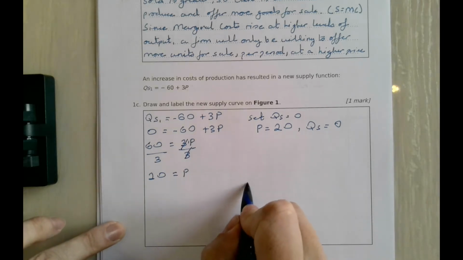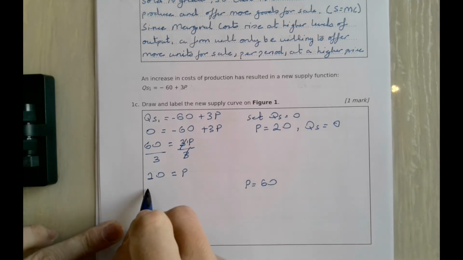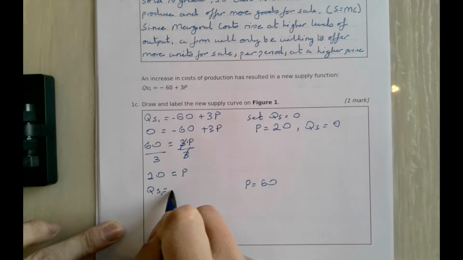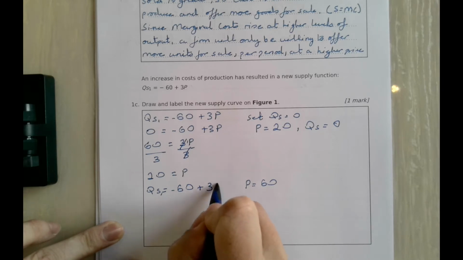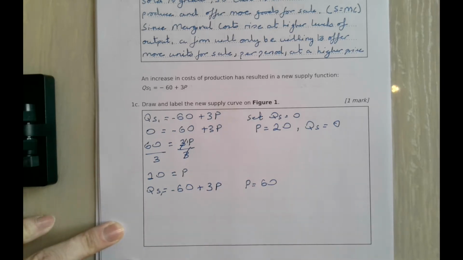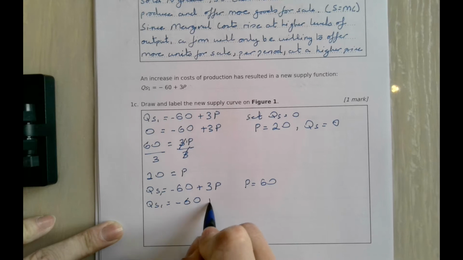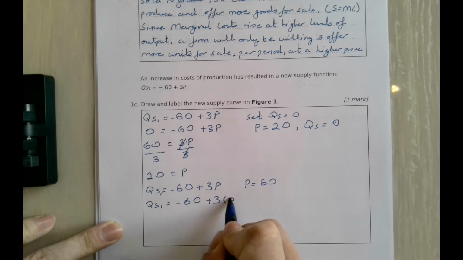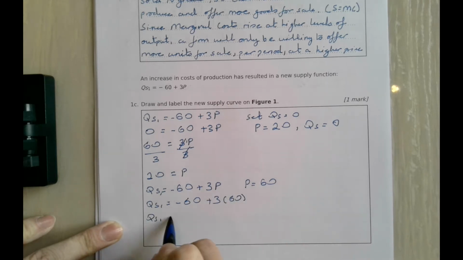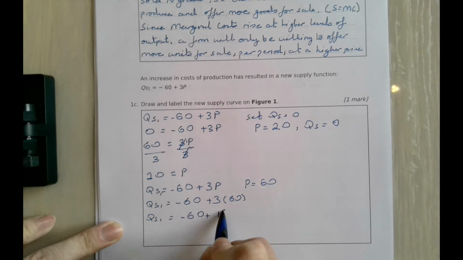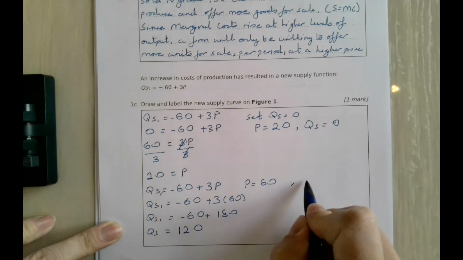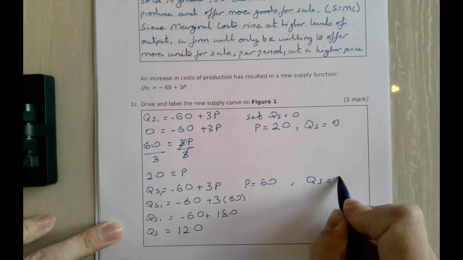So what I'm going to do now is set price equal to 60. All the function does is tell you the quantity supplied for any given price. So if I put in a price of 60, it'll tell me the quantity that will be supplied at that price. So instead of P, I'm going to put 60 here. Quantity supplied equals minus 60 plus 180, and 180 minus 60 equals 120. So at a price of 60, the quantity supplied equals 120.